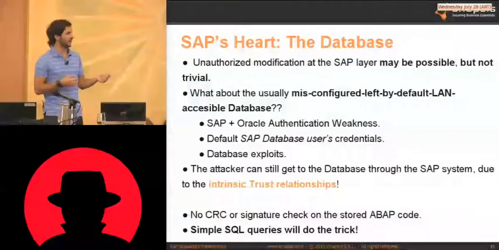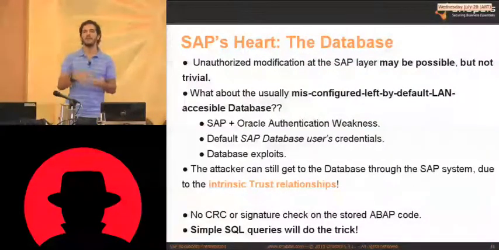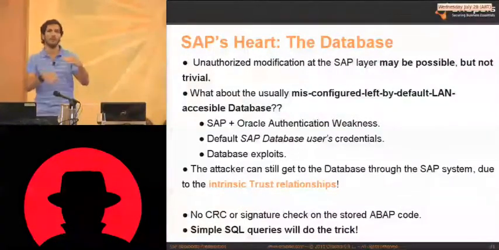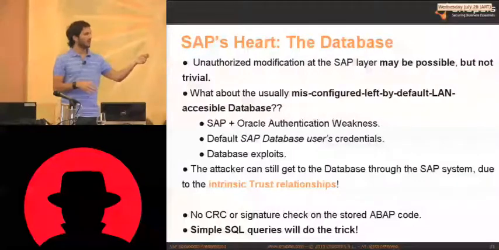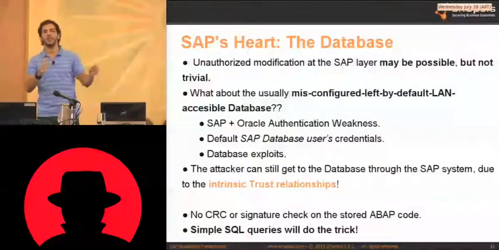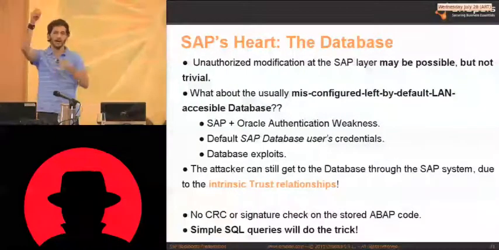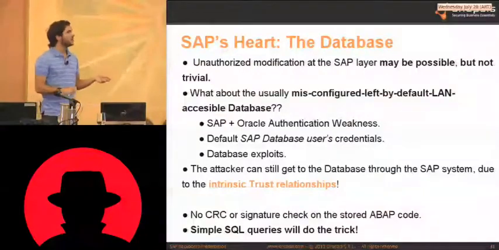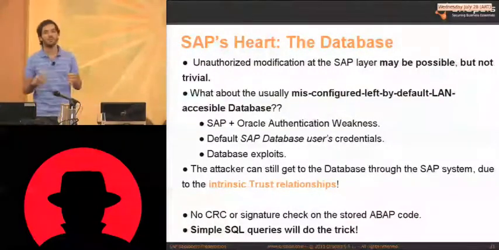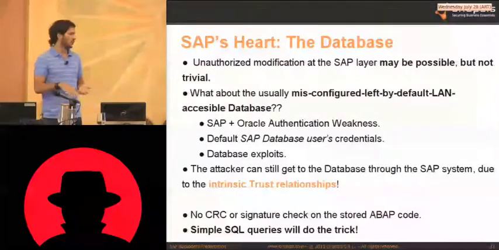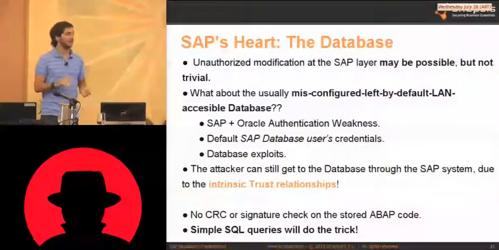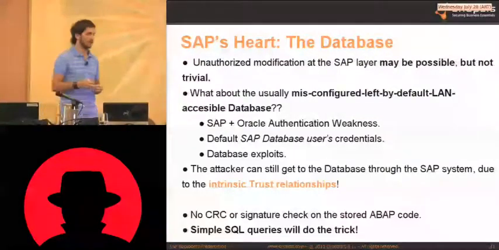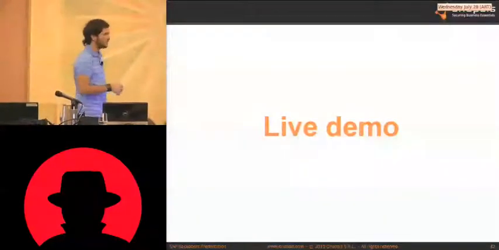And remember, this is important: you may be thinking, no one on my network can get direct access to the database because it's firewalled. As I told you before, if the attacker got access to the SAP system and he's SAPOL, he can go down into the database. So it's pretty much the same. One of the issues is that there is no CRC or signature on the stored ABAP code. So actually, there is nothing that prevents the attacker from modifying the code at the database layer. Okay, so I think this is the second demo.